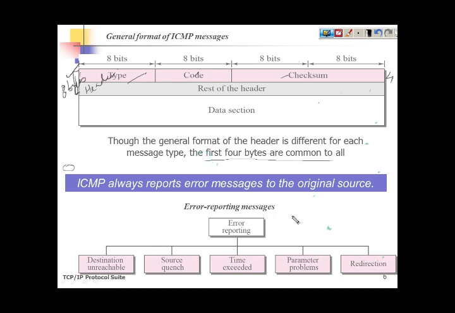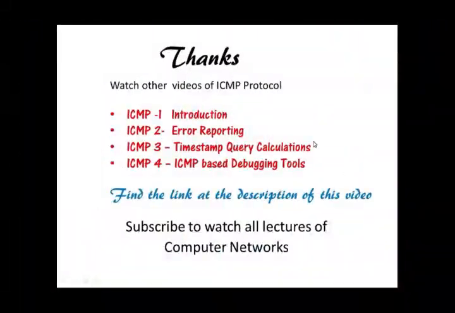You can see the first 4 bytes are common to all. So this is a kind of summary where you can see that error reporting is one of the objectives of this ICMP, and we have five kinds of errors: destination unreachable, source quench, time exceeded, parameter problem, redirection, and each kind of error is defined by one type, and each type can have many different codes. So if you say destination unreachable, this is one kind of error whose type is 3, and then we have many different codes or reasons that cause this kind of error. We'll see one by one.